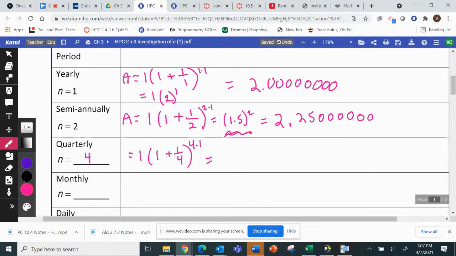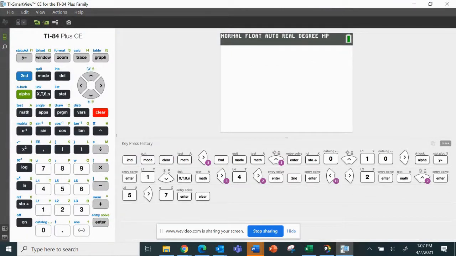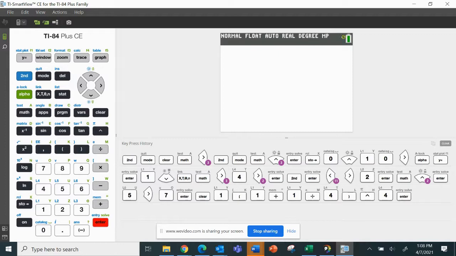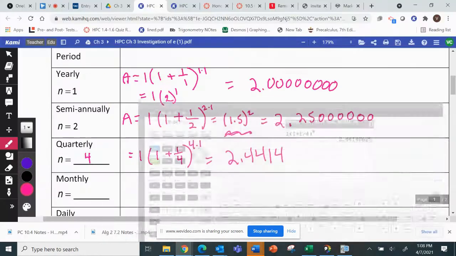Actually, I have a calculator open. I don't even need to type the first one in. I'm going to type it in this way rather than doing the actual fraction. I'm going to type it in division, and then it'll give me a decimal answer. So 2.4414. 0.625.